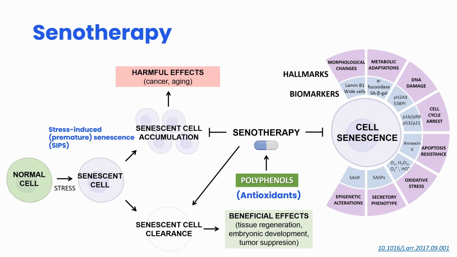Senotherapy aims to do one of two things. One, kill the senescent cells. And that's really important because if you want your tissue to recover, you need to remove the senescent cells for normal cells to regenerate. I'll discuss that more. Or the other is to block the signals that those senescent cells secrete to neighboring cells so that you don't get an enlargement, an accumulation of senescent cells.